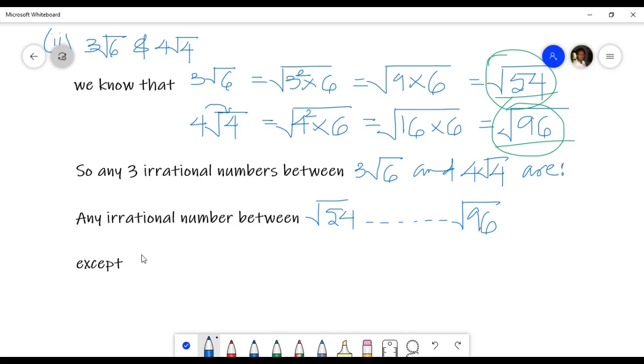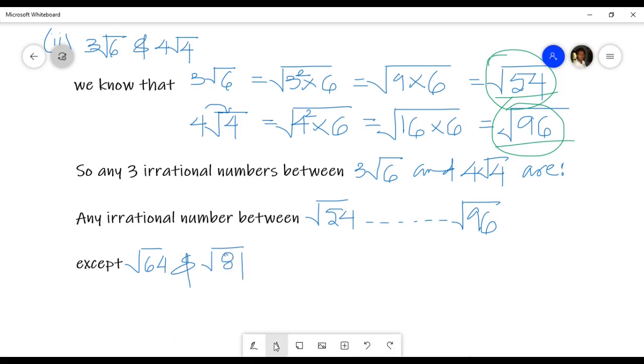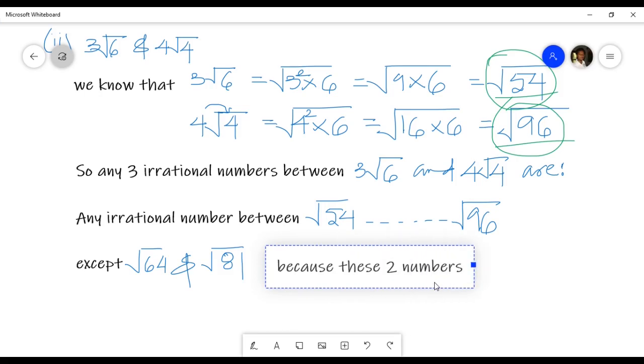Now, like I told you before, let me again tell you that there should not be perfect squares. You should not pick any numbers between 54 and 96 that are perfect squares. There are two numbers which are perfect squares in between 54 and 96. They are root 64 and root 81. Root 64 is the square of 8.